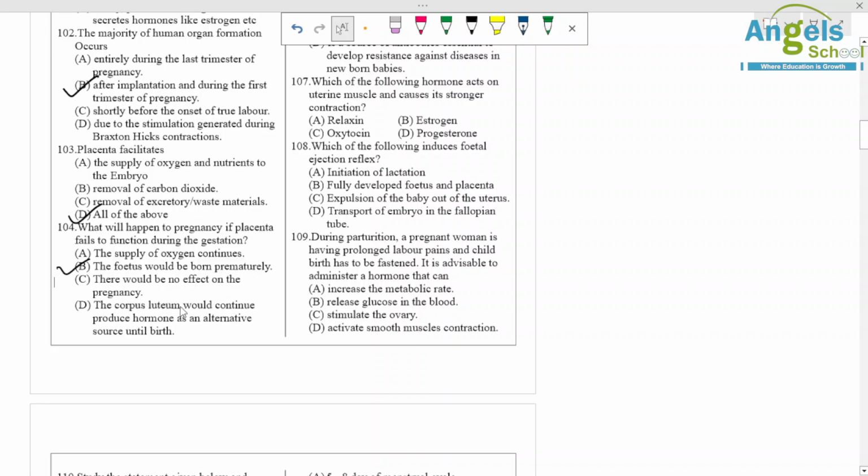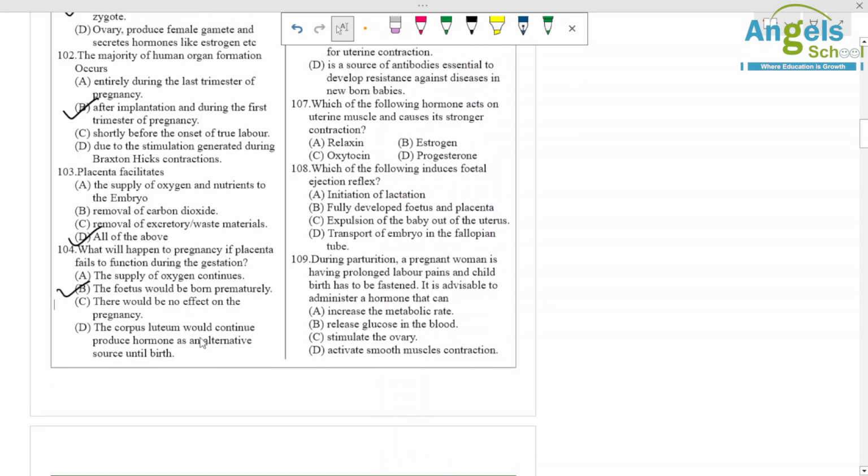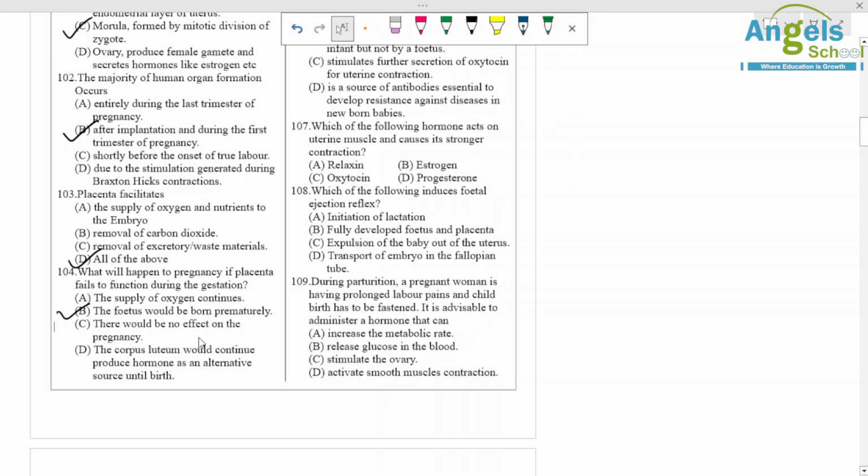There would be no effect on pregnancy, but there will be an effect, and the corpus luteum would continue to produce hormones as an alternative source until the birth. So nothing like that is happening. Okay, so only option B is correct, that a premature baby will be delivered.